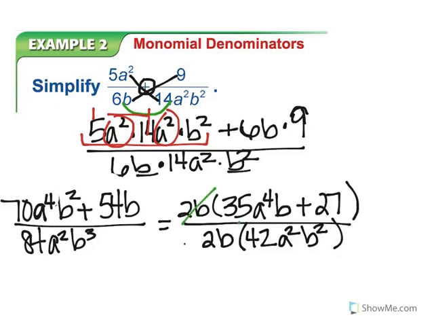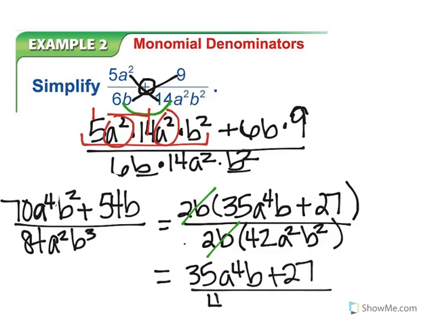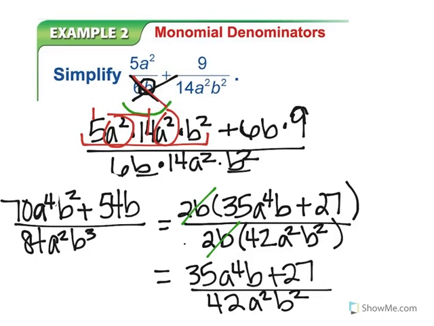Alright, once we've done that, we can actually cancel out the 2 b's, and so our answer is 35a to the 4th b plus 27 divided by 42a squared b squared. Let me recap that again. What we did to get our numerator, we cross multiplied to get 5a squared times 14a squared plus 6b squared times 9.